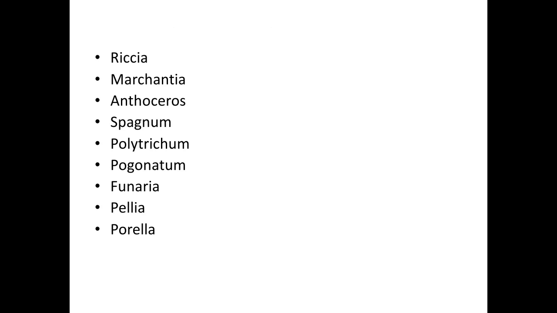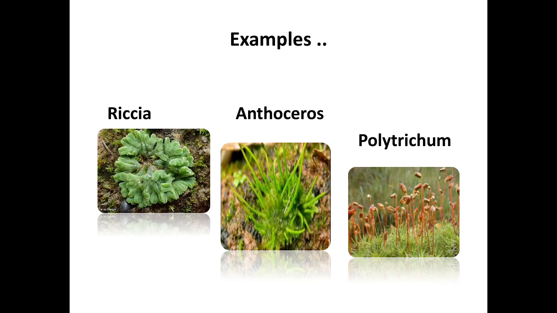Then Pogonatum. Then Funaria. Here also the plant body is not thalloid. It is distinguished into an axis and leaf-like structures. But in the case of Pellia, which is from the liverworts, the plant body is thalloid. There is no differentiation of root, stem and leaves. While in the case of Porella, though it is also a liverwort, it is from the leafy liverworts. So the plant body is not thalloid, it is distinguished into an axis and leaf-like structures. So these are a number of examples of bryophytes.